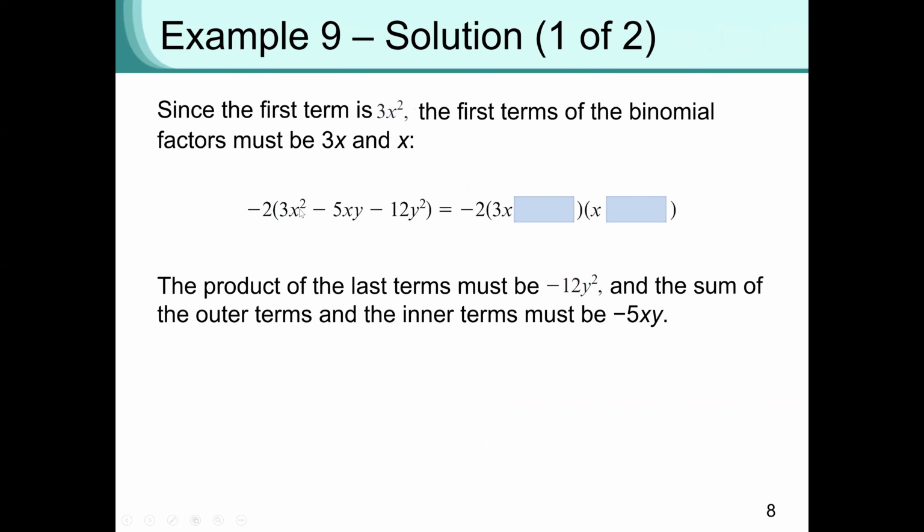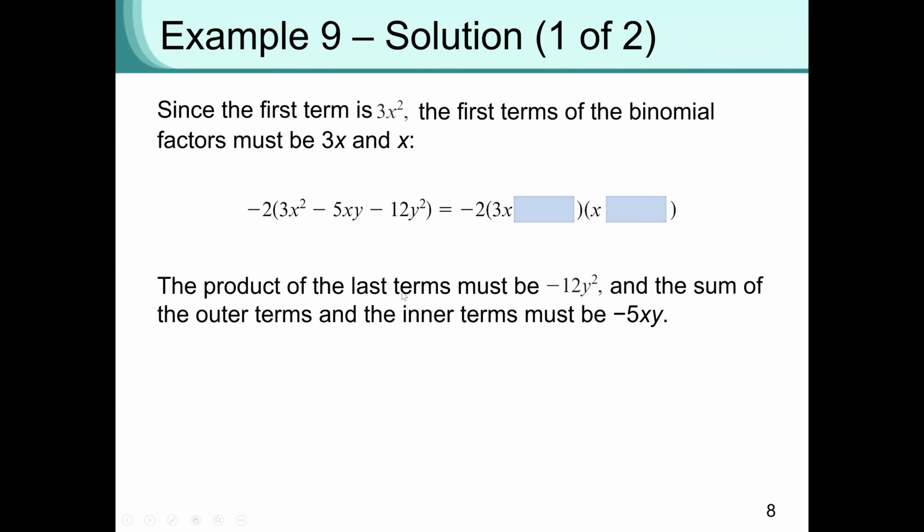3x squared. The factors of 3x squared can be 3x and x. Now, that's what we said. Since the first term is 3x squared, the first terms of the binomial factors must be 3x and x. Now, if it's 4x squared, then it can be 4x and x or 2x and x. So you see, we can try a lot of combinations. 3x squared will give us only 3x and x. So this is more straightforward.